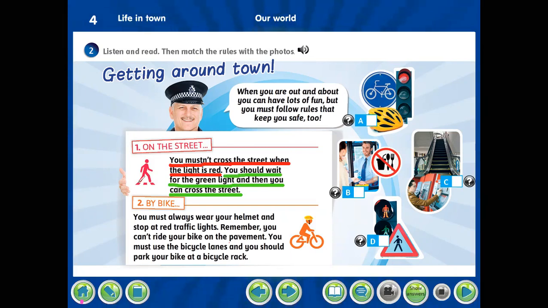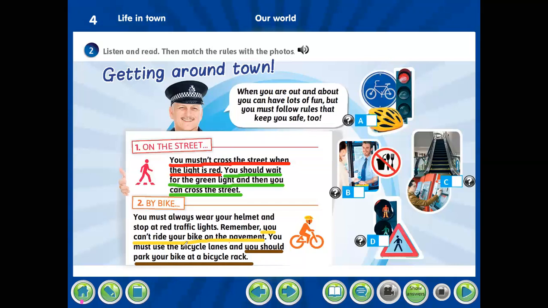Very good. Fabrizio, please, can you tell me another in by bike? Right, teacher. You can't ride your bike on the pavement. You should park your bike in a bicycle rack. Yeah, you tell me two rules. One is you can't ride your bike on the pavement. You see, this is one idea because the period is there. And then you tell me another, no? You should park your bike at the bicycle rack. Here we have another rule.